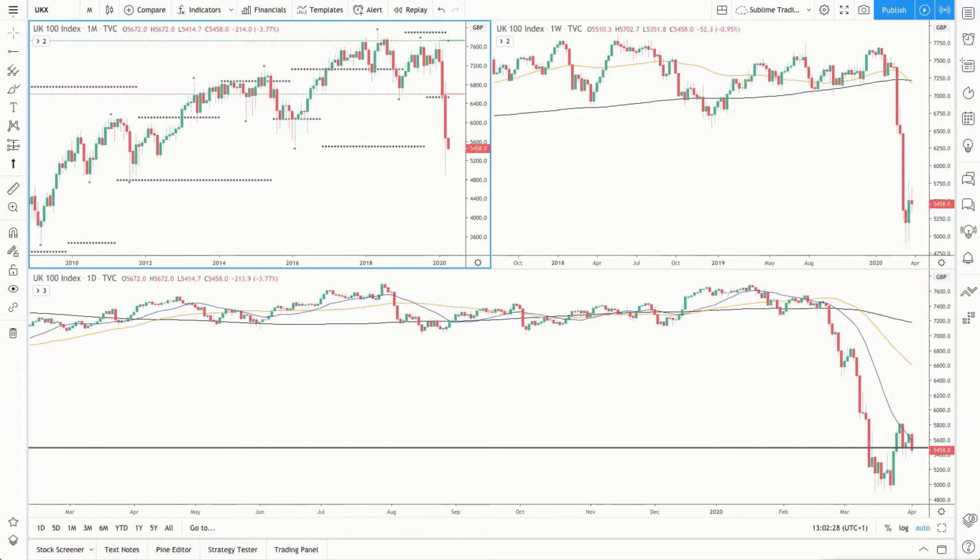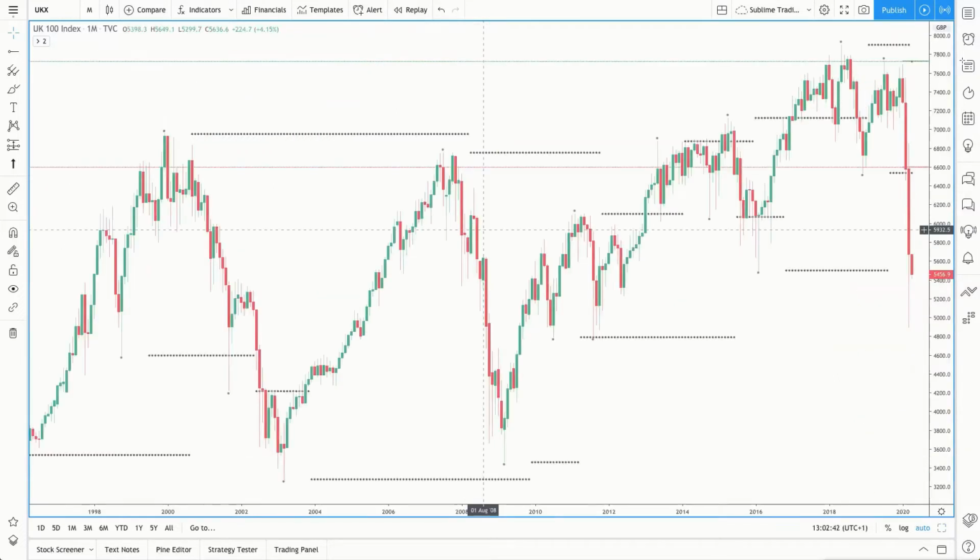Now each time frame has its own purpose, but ultimately what we're looking for is alignment. We want all three time frames to be moving in the same direction. So there's certain tools that we have on each time frame that allow us to look for that. So let's start with the monthly time frame.